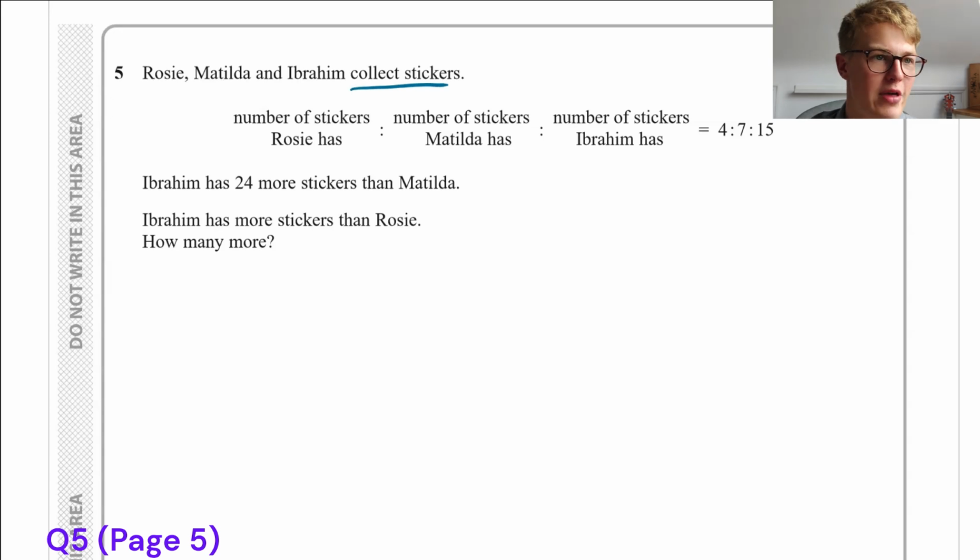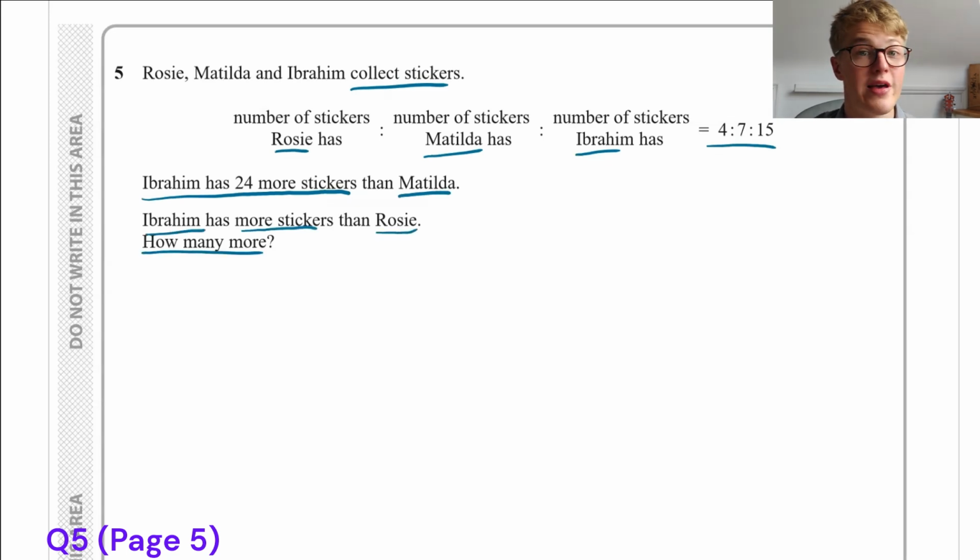Rosie, Matilda and Ibrahim collect stickers. The number of stickers Rosie has to the number of stickers Matilda has to the number of stickers Ibrahim has is 4 to 7 to 15. Ibrahim has 24 more stickers than Matilda. Ibrahim has more stickers than Rosie. How many more? So we know the ratio of stickers between Rosie, Matilda and Ibrahim is 4 to 7 to 15, which I've written as R to M to I.